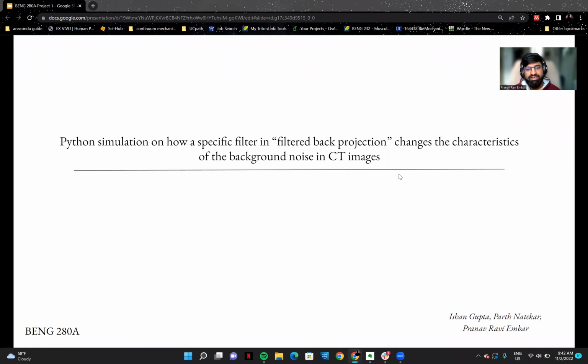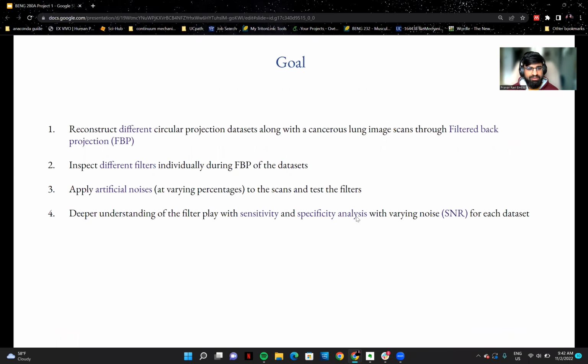Hi everyone. Today, Ishan, Parth, and I will be talking about how the usage of specific filters during the image reconstruction process of filtered back projection changes the characteristics of background noise in CT images. So, to begin with, let me try to explain the goals for our presentation today.